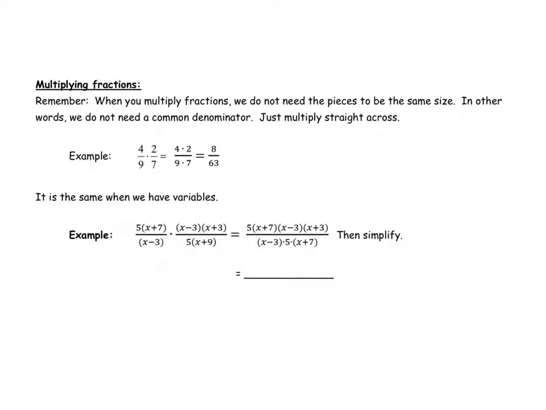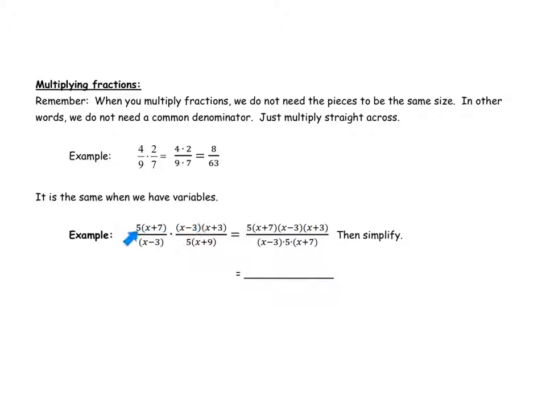So, multiplying fractions, just to remind you, when we are multiplying fractions, we multiply straight across the top. So 4 times 2 gives us 8. Straight across the bottom, 9 times 7 gives us 63. So if you notice from here to here, we're really just mushing this into one fraction and saying these are being multiplied. So it's the same thing when we have variables.